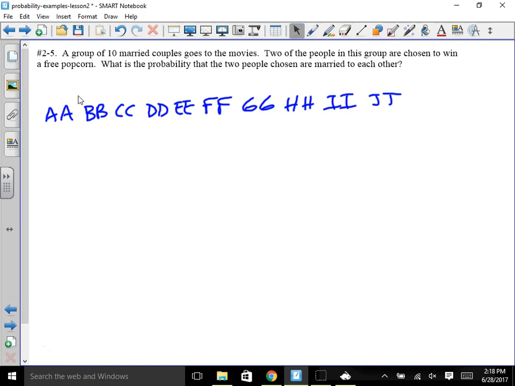So let's just kind of model the scenario. Let's say that one of the people chosen is this person right here. That person wins a popcorn. Okay, so the second person has to be chosen out of the remaining people, and we're really finding the probability that the second person is H, the other member of this couple, right? Because that way the 2 people would be married to each other.